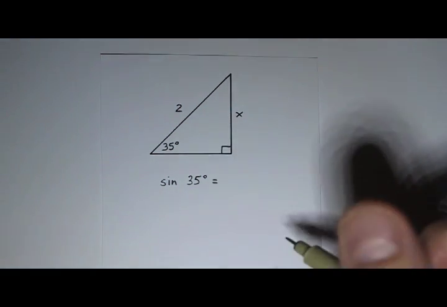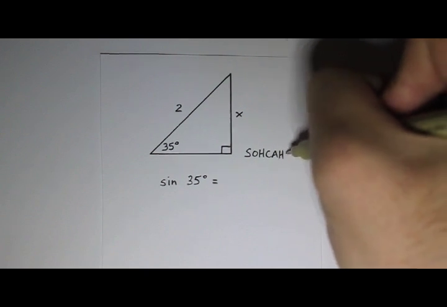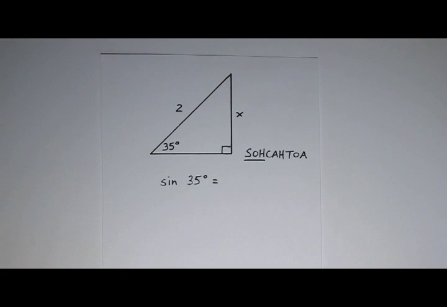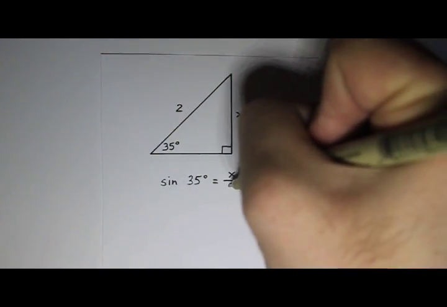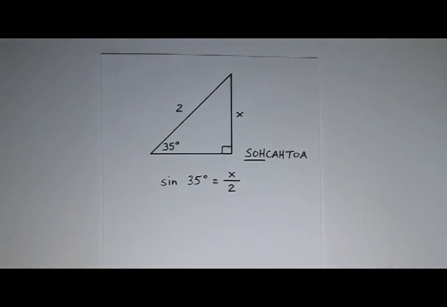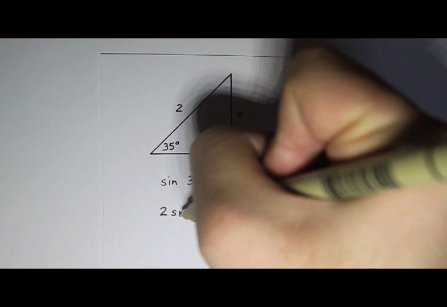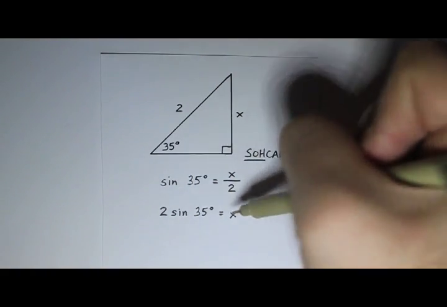is, according to SOHCAHTOA, so here I'll write that in here, SOHCAHTOA, and we're using the SOH part of it, is opposite over hypotenuse. Opposite is x, hypotenuse is 2. Now I can multiply both sides by 2, and I'll get 2 times the sine of 35 degrees equals x.